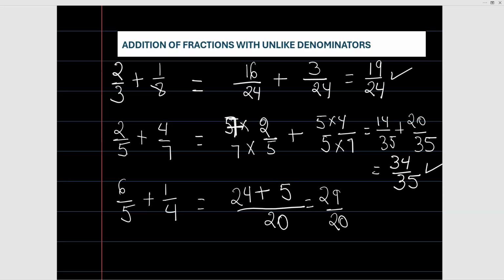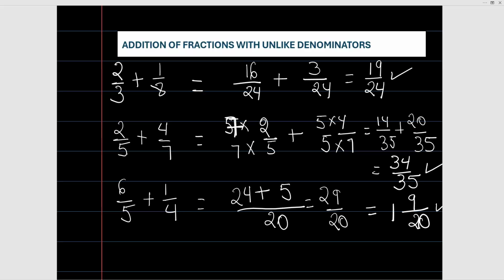What kind of fraction is 29 over 20? It's an improper fraction. So we're not going to leave it like that. How many times is 20 going to go into 29? Only one time. So what is the remainder between 20 and 29? It's 9.